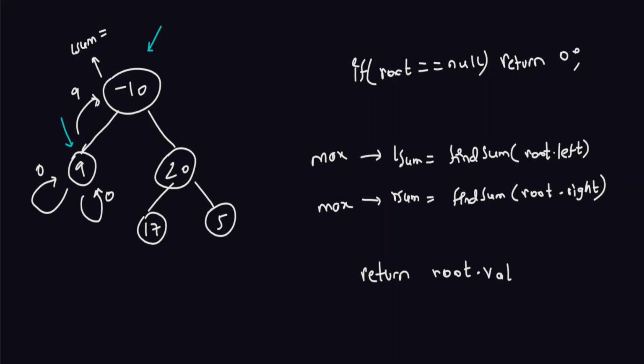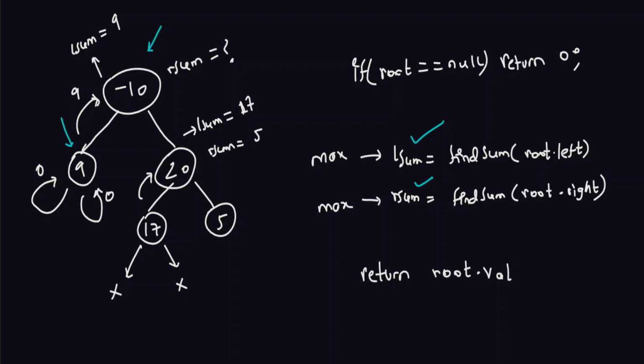The left sum of -10 has been calculated. Now I will have to go to the R sum part. For the R sum, the left sum is calculated, which is 9. Now I have to find the R sum of -10. I'll come to 20. So obviously for 20 also we have to calculate L sum. For that 7 will go, then we'll check this and we'll check this, and both are going to give 0. So this 17 is going to be returned. If 17 is returned, then we get L sum as 17. And similarly, R sum is also going to be obtained as 5.